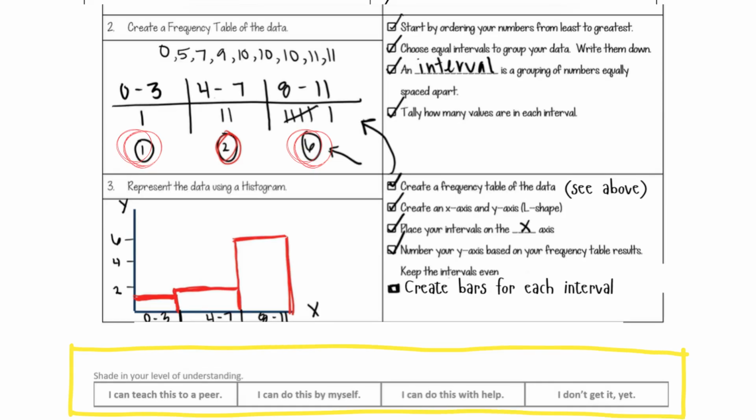All right, and before you turn these notes in, please shade in your level of understanding and how you feel about these sets of notes and our new topics we've learned today. Can you teach it to a peer? Can you do it by yourself? Can you do it with help? Or do you not get it yet?